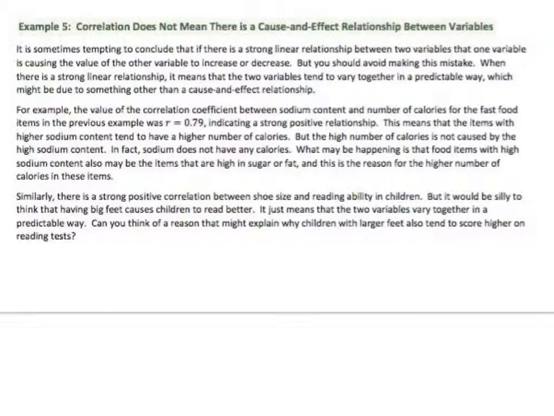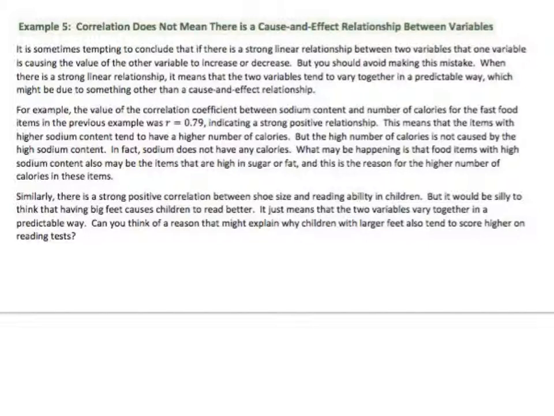For example, the value of the correlation coefficient between sodium content and number of calories for fast food in the previous example was r equals 0.79, indicating a strong positive relationship. This means that the items with a higher sodium content tend to have a higher number of calories. But the high number of calories is not caused by the high sodium content. In fact, sodium does not have any calories. What may be happening is that the food items with high sodium content also may be the items that are high in sugar or fat. And this is the reason for the higher number of calories in these items.